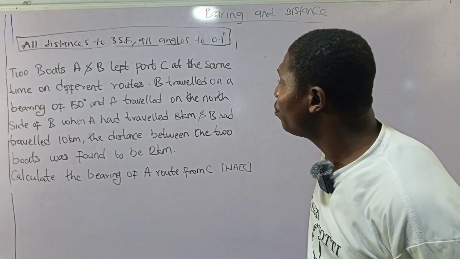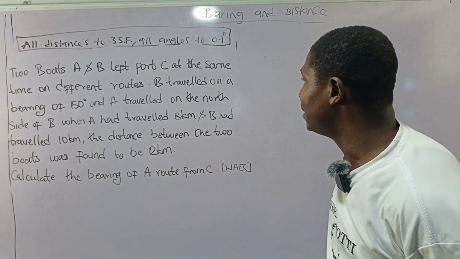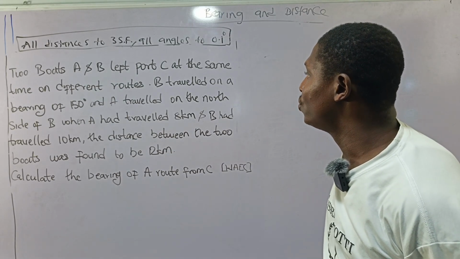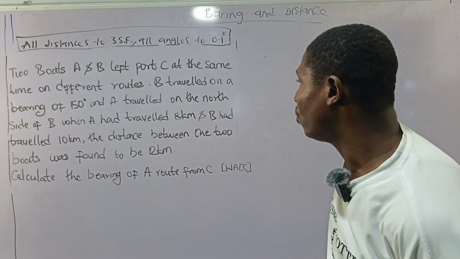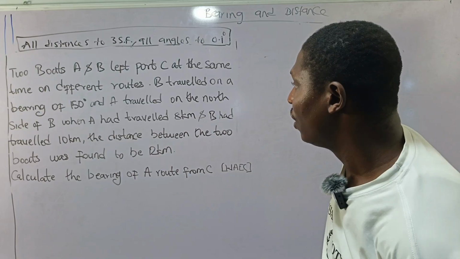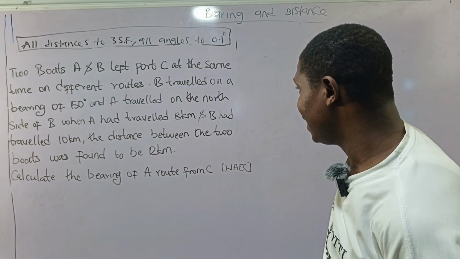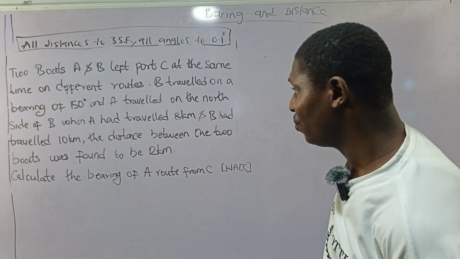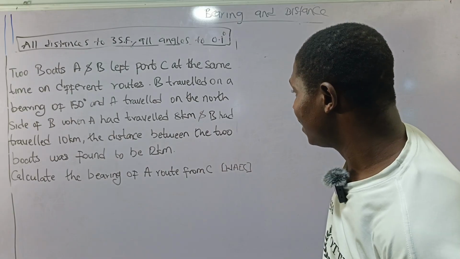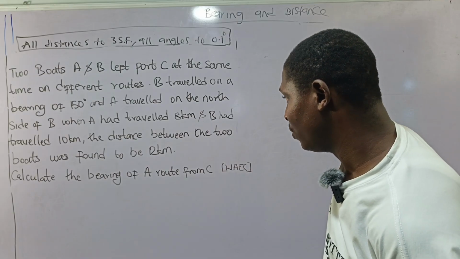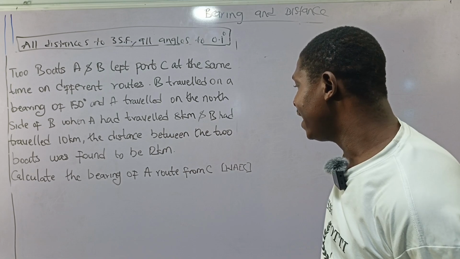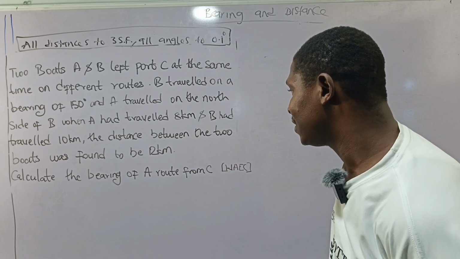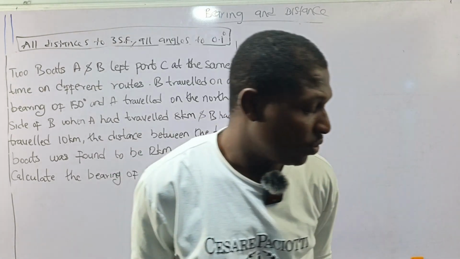It says, two boats A and B left port C at the same time on different routes. B traveled on a bearing of 150 degrees and A traveled on the north side of B. When A had traveled 8 kilometers and B had traveled 10 kilometers, the distance between the two boats was found to be 12 kilometers. So calculate the bearing of A from port C. Now, how do we do that?